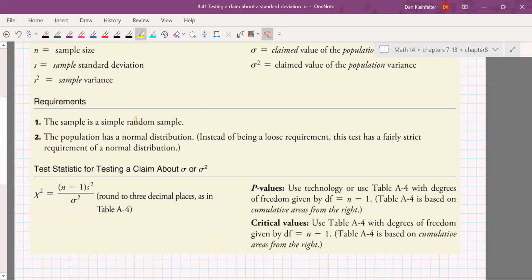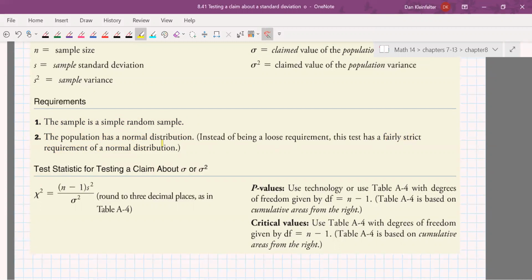Requirements in order to do this, we need to have a simple random sample, which we assume we always have anyways. More important, the population has to be normal. Instead of being approximately normal, with this procedure it's more serious this time. It's a fairly strict requirement of a normal distribution. If your population isn't normal, then you get inaccurate results. So basically, you just really need to make sure that your population is normal if you're going to apply this procedure.